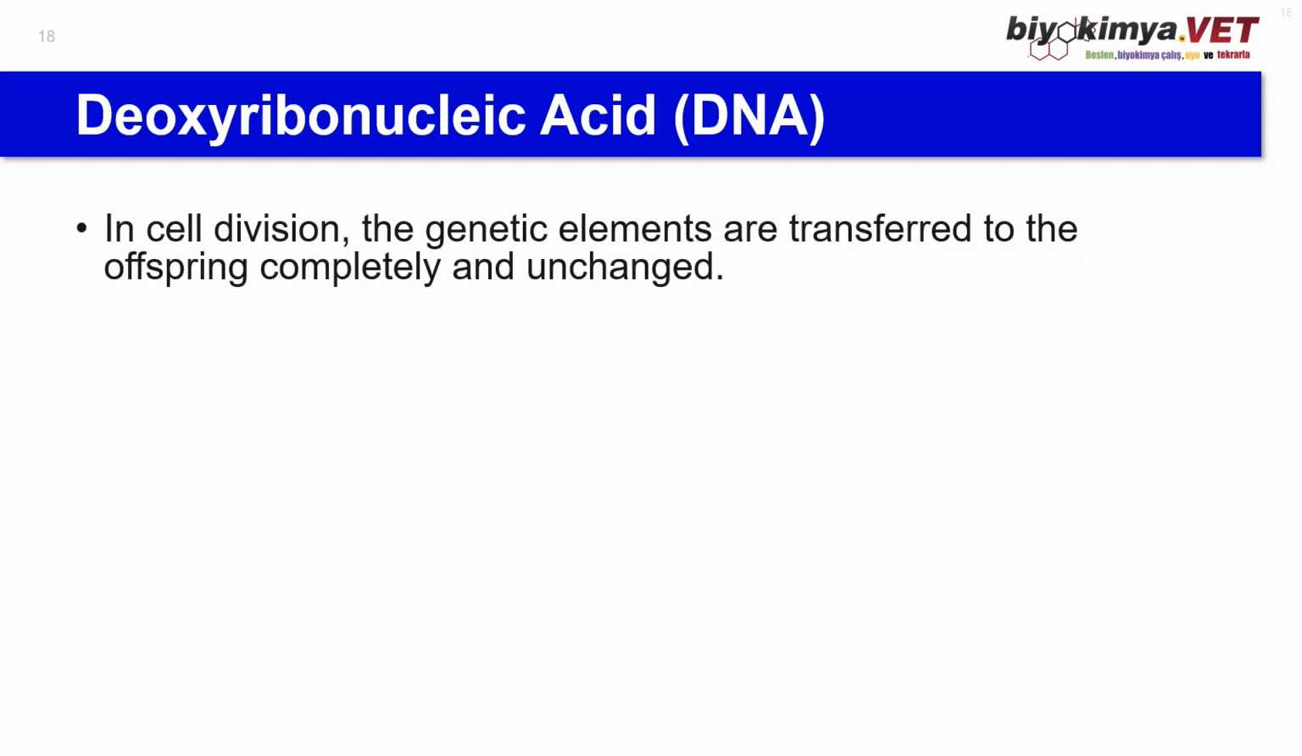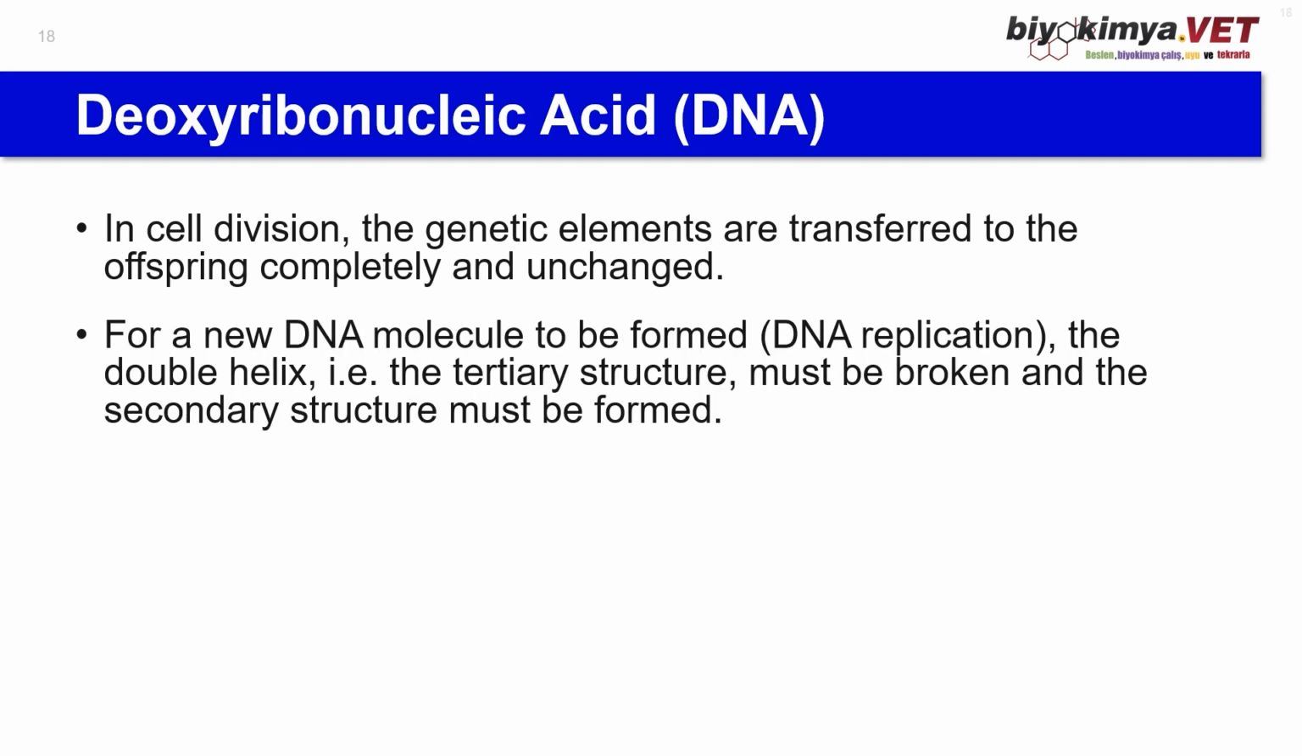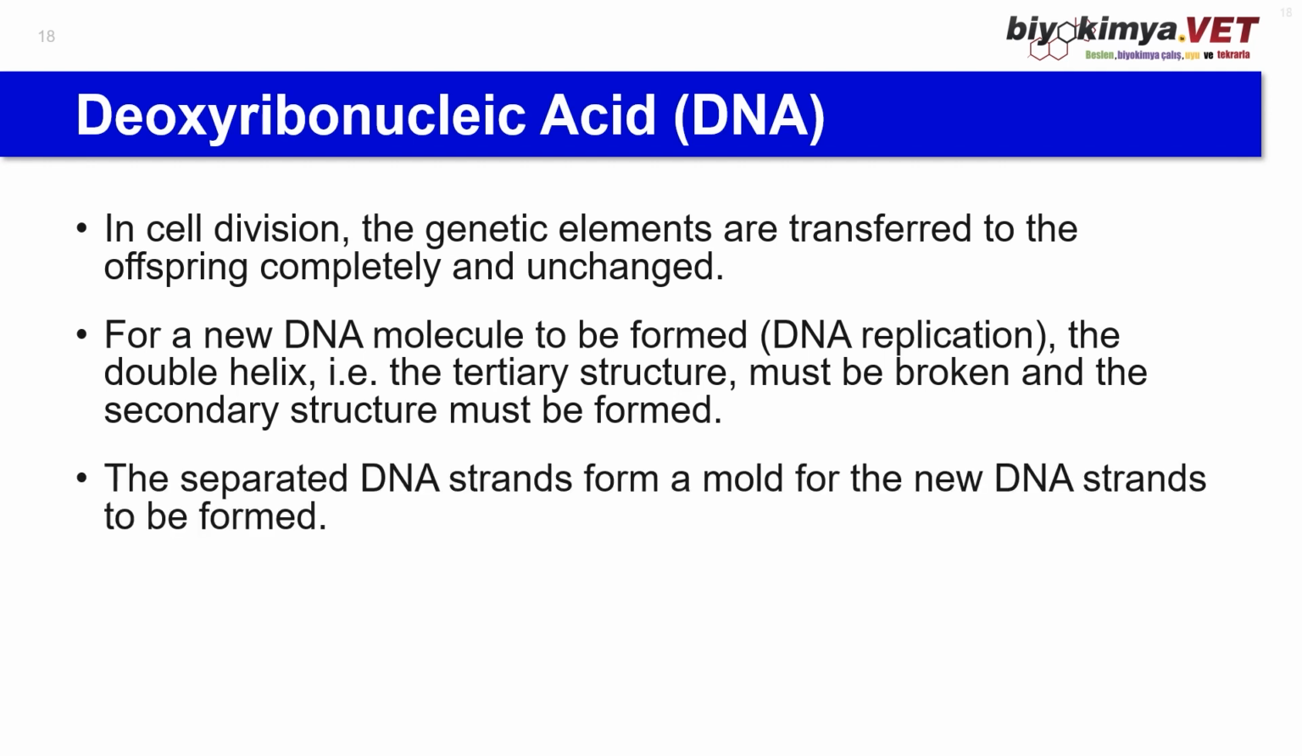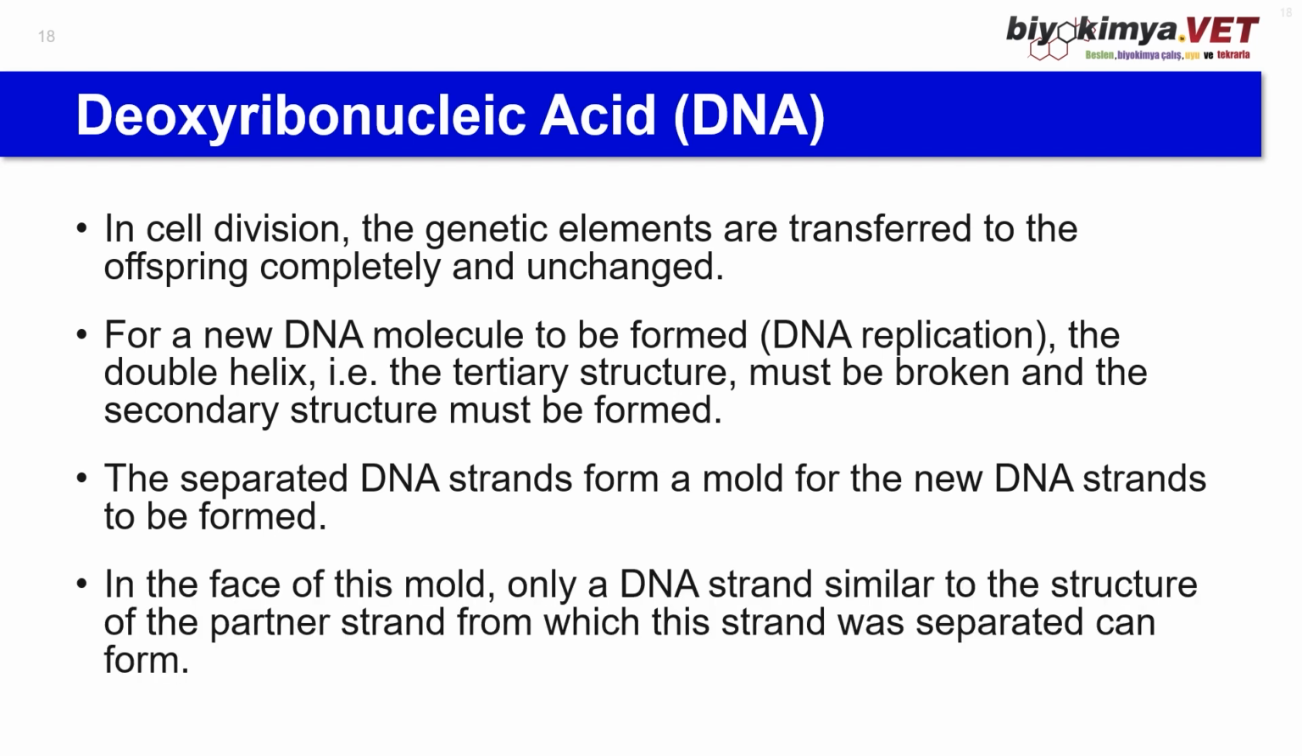In cell division, the genetic elements are transferred to the offspring completely and unchanged. For a new DNA molecule to be formed, which is called DNA replication, the double helix tertiary structure must be broken and the secondary structure must be formed. And the separated DNA strands form a mold for the new DNA strands to be formed. In the face of this mold, only a DNA strand similar to the structure of the partner strand from which this strand was separated can form.